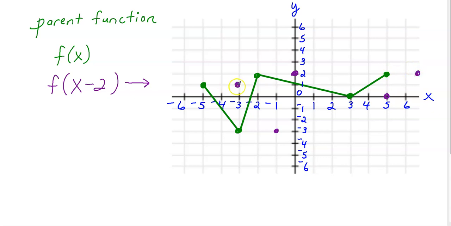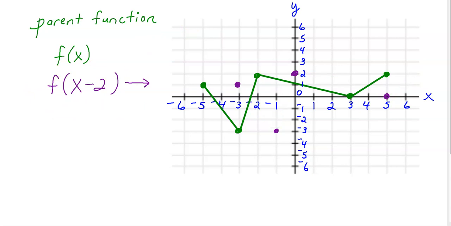So my new graph looks like this. And there were no stretches or anything. Everything was just shifted to the right 2. So f of x is the graph in green. And the new graph looks like this. It's f at x minus 2. This moved everything right 2 units, this notation.